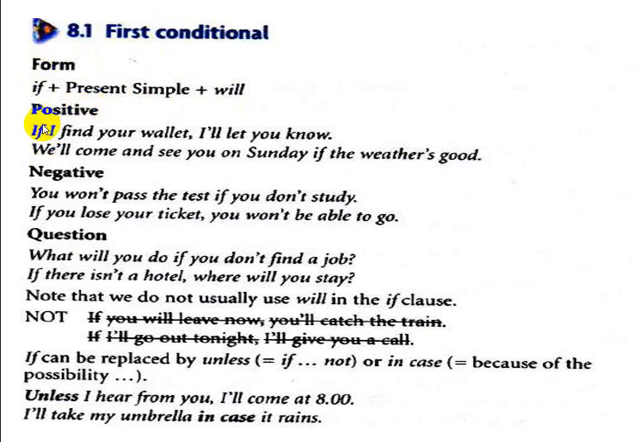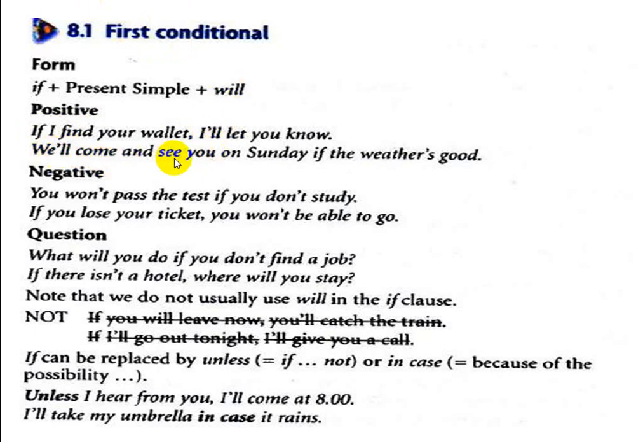The positive: if I find your wallet, هنا المحفظة النقود, I'll let you know. فإذا الإف موجودة، البريزنت سمبل اللي هو find، والويل اللي هي short form of will, I'll let you know. So this sentence is a first conditional sentence لأنه القاعدة first conditional موجودة بهاي الجملة، اللي هي الفورم if plus present simple plus will. هنا موجودة الإف والبريزنت سمبل find وwill موجودة كذلك بالجملة.